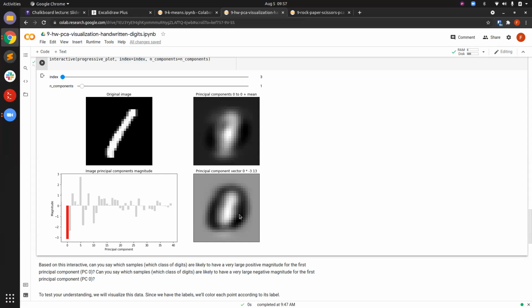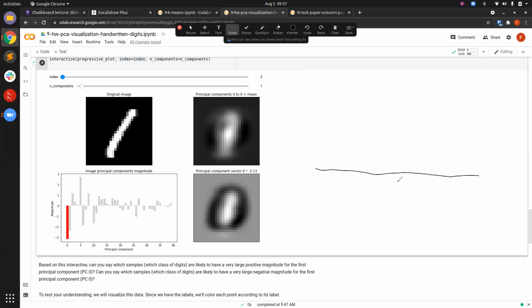you can see principal component 0 is also very helpful for producing a 1. It just has a very large negative magnitude instead of a large positive magnitude. So if we were mapping, for example, the entire set of 0s and 1s along the axis of principal component 0, we'd expect to have a large cluster of 1s, a large cluster of 0s around here.